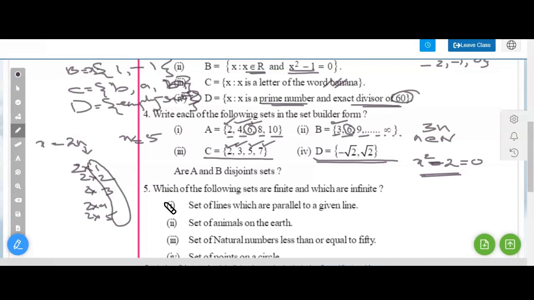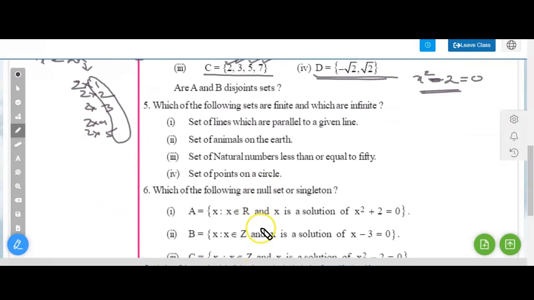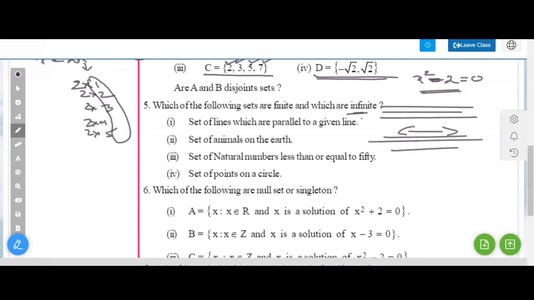Next one is, which of the following sets are finite and which are infinite? Finite means limited number of elements and infinite means not countable. So set of lines which are parallel to a given line. If you see this is a line, so many lines can be parallel to this line. So this is infinite.